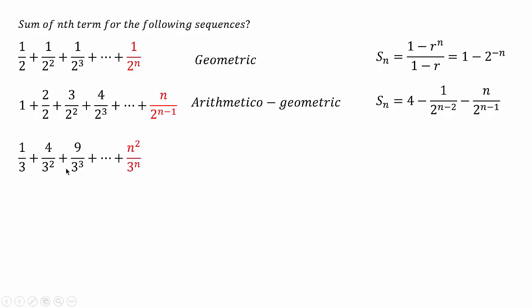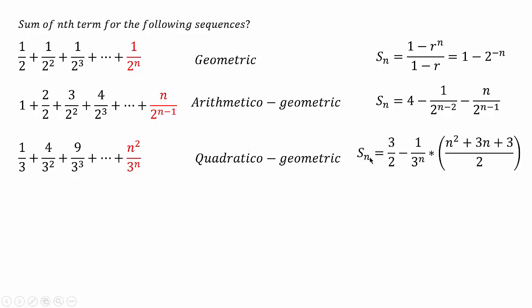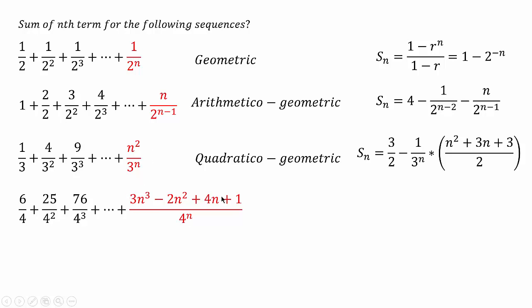Let's see another example. It's what I call quadratico-geometric sequence because the numerator part consists of the polynomial in n with degree 2, so I usually call it the quadratico-geometric sequence, and it's rather difficult to solve this type of problems. Its answer is like this. And what happens when the numerator part consists of some polynomials in n and the denominator part consists of some ratio, or what I call polynomial-geometric sequence.